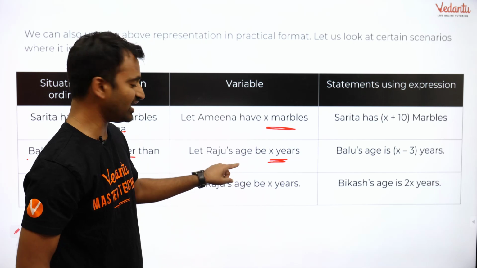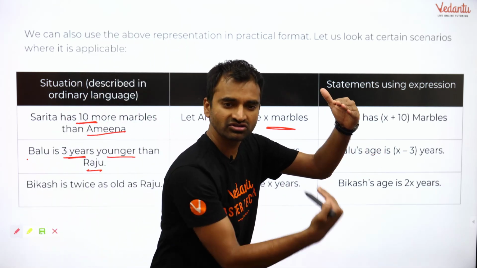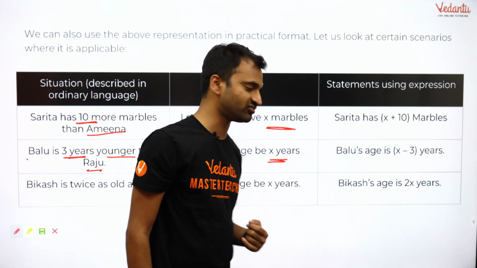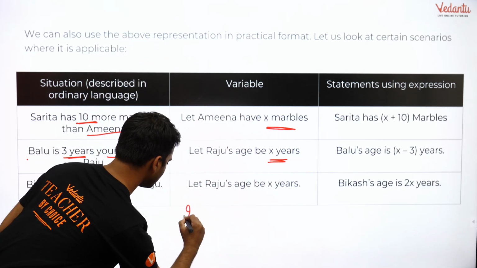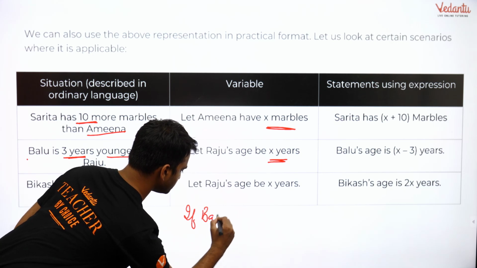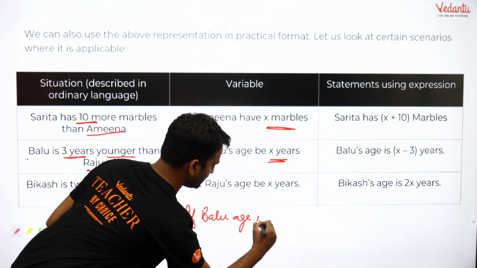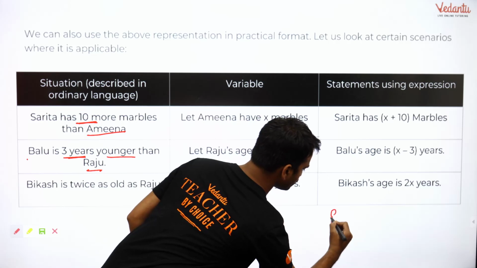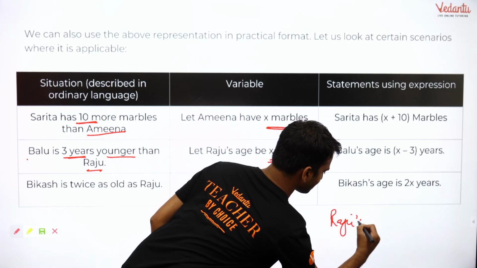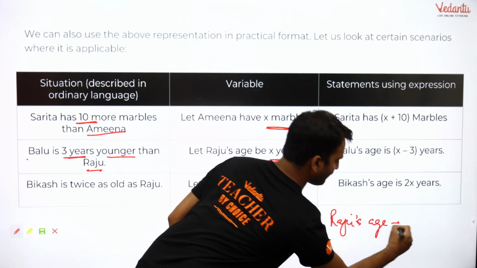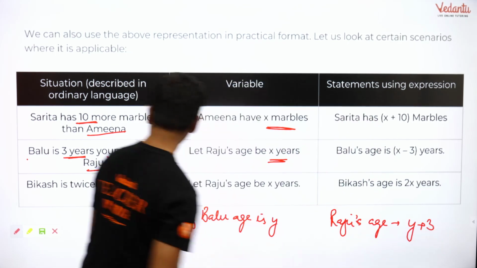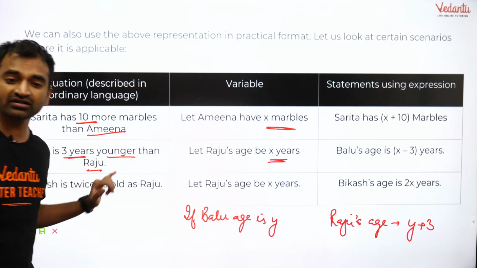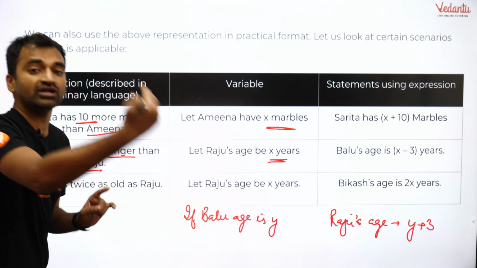Raju's age is x, Balu's age would be 3 less than x, or x minus 3, right? We can do it the other way around as well. In this case, if Balu's age is y, then Raju's age would be what? y plus 3, right? If Balu is 3 years younger than Raju, then Raju is 3 years older than Balu, right?